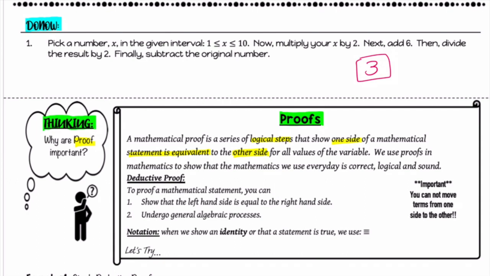The proof that we are going to be working with is a deductive proof. To prove a mathematical statement, you can, 1, show that the left-hand side is equal to the right-hand side, and 2, undergo general algebraic processes. Very important: you cannot move terms from one side to the other. And notation: when we show an identity, or that a statement is true, we use this. It looks like an equal sign, but with 3 lines. So let's try these.